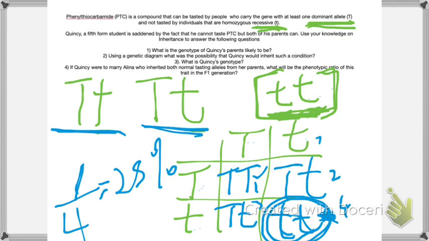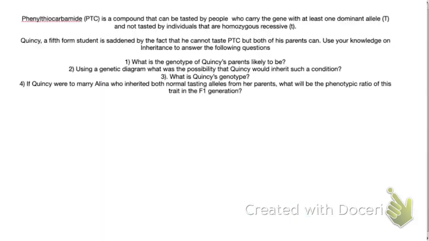We have used the Punnett square to show the condition. What is Quincy's genotype? Quincy's genotype is homozygous, recessive. And they're asking you now, finally, if Quincy were to marry Alina, who inherited both normal tasting genes from her parents, what will be the phenotype of their F1 generation? What will be the phenotype as a result of this crossing?